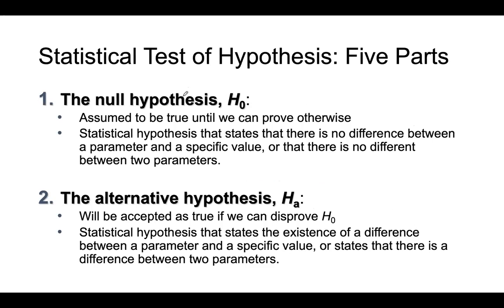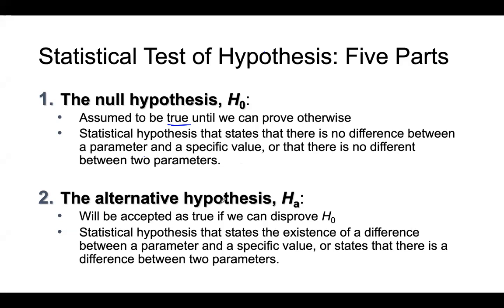So for the statistical test of our hypothesis, there's 5 parts. The first part is the null hypothesis. This part is assumed to be true until we can prove otherwise. So you assume this is true. The null hypothesis is the statistical hypothesis that states that there is no difference between a parameter and a specified value, or that there is no difference between 2 parameters.